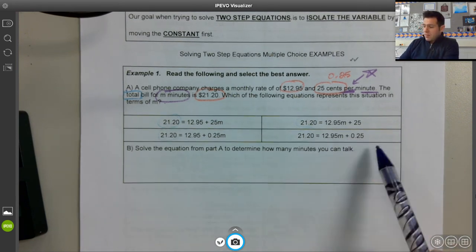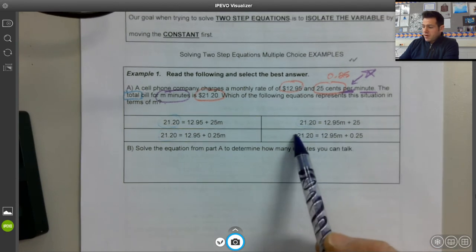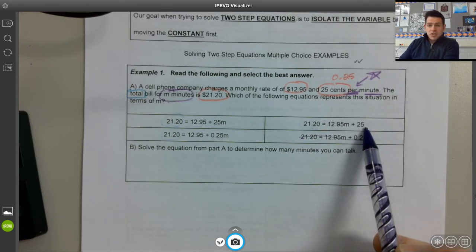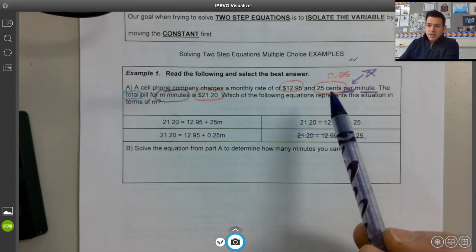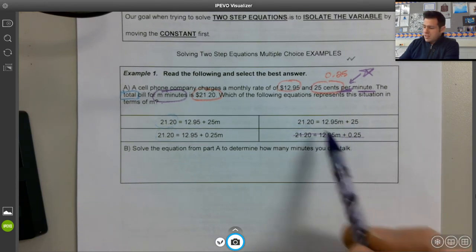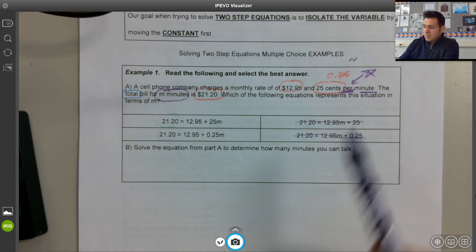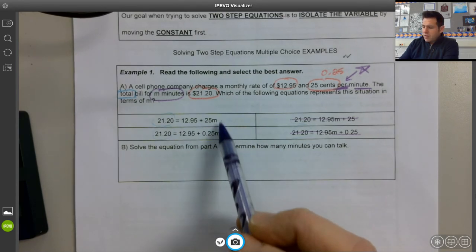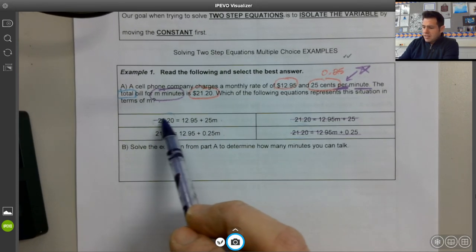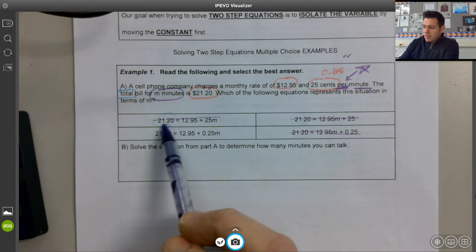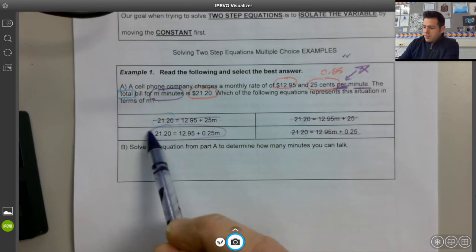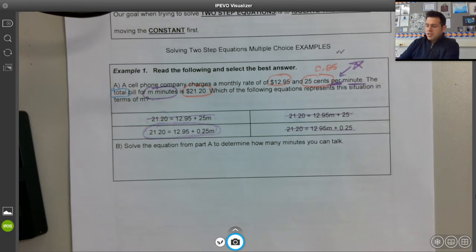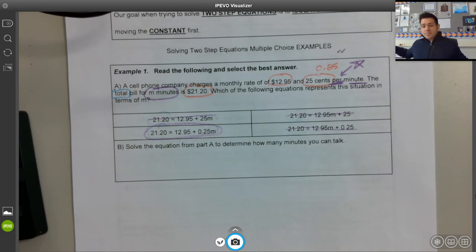All right, and 0.25 is here, but there's no variable. That's just the number 25, which we said we're not worried about, because we know that 25 cents is 0.25 and not just 25. And then we have these two here again. It's not the number 25 that we need. It's the number 0.25 because it's 25 cents. So that right there is my equation.